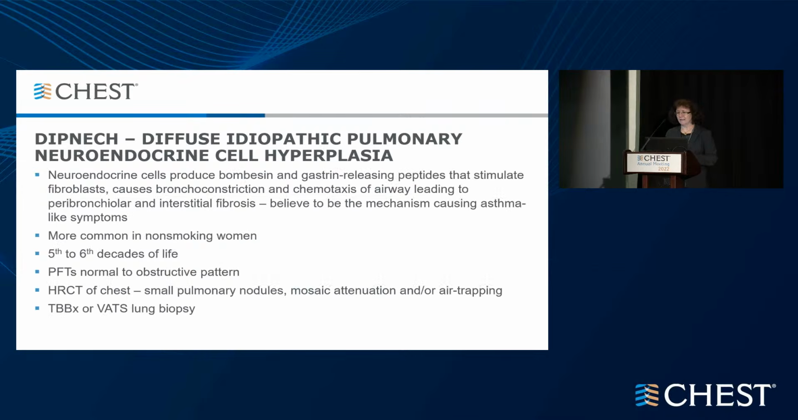These patients can have peptides that can produce some bronchoconstriction and can be confused with asthma. They can come with symptoms that look like asthma, but they really don't have asthma at all. It's a little bit more common in women, in the 50s or 60s decade of life. They can have normal PFTs or an obstructive pattern. And the pulmonary nodules on the CT are very small, or there is mosaic attenuation or air trapping. Diagnosis usually requires biopsy, but it's not necessary.